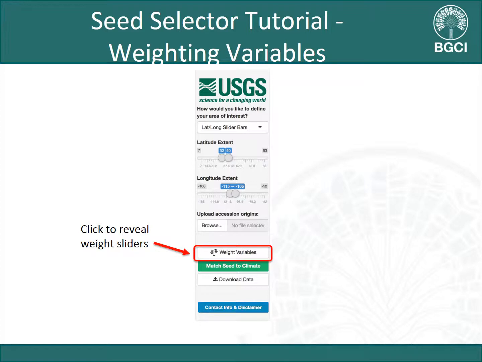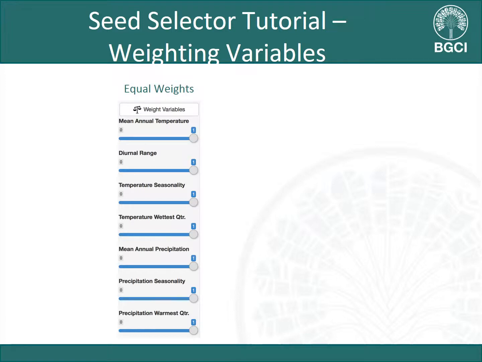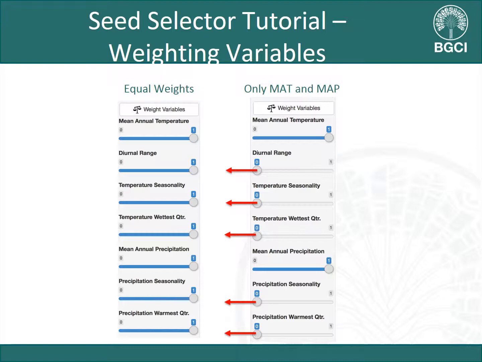The next feature we will discuss in the tutorial is weighting of variables. When you click the Weight Variables button, the controls will expand with 7 additional sliders, each dictating the weight of the corresponding variables. Here we set all weights to 0 except for mean annual temperature and precipitation. Setting variable weights to 0 excludes them from the analyses.